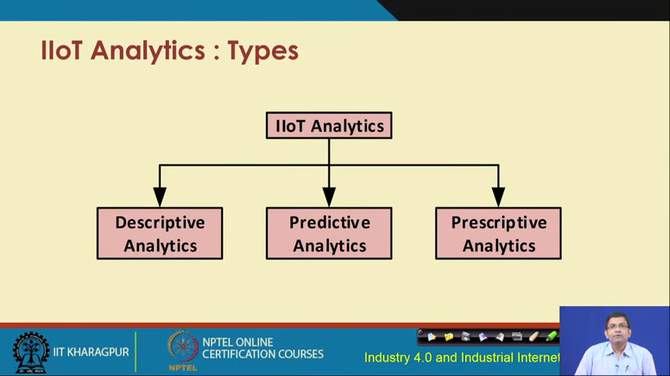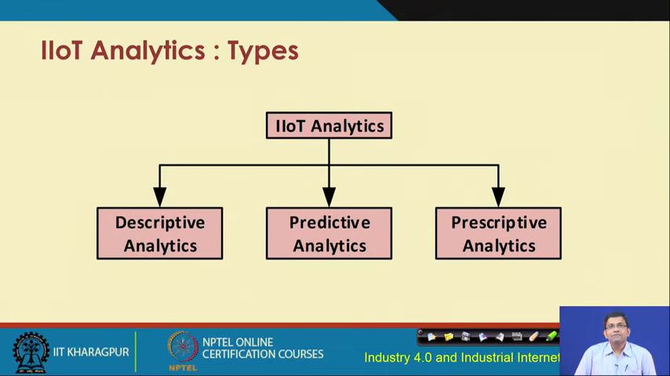For descriptive analytics, bare basic, we could use different statistical methods. For predictive, one could use different machine learning techniques and so on, and prescriptive could be a combination of machine learning, statistics, and different other AI techniques.